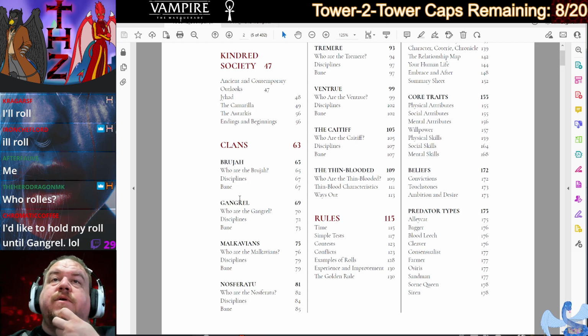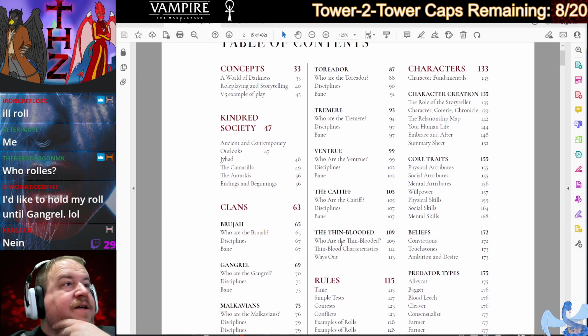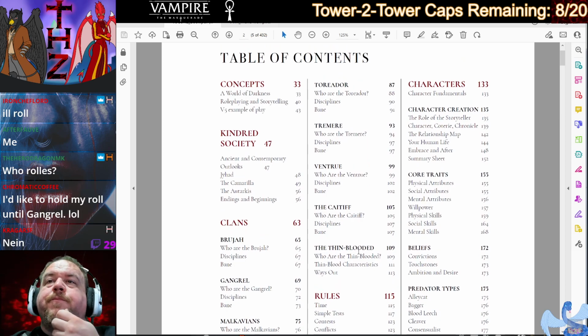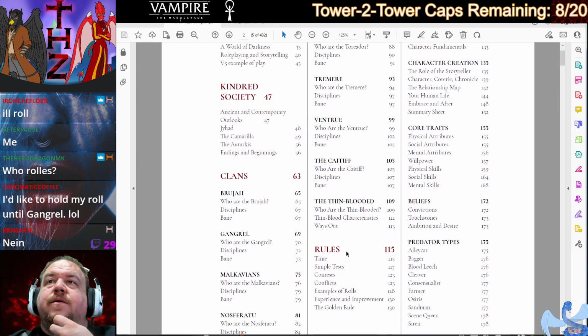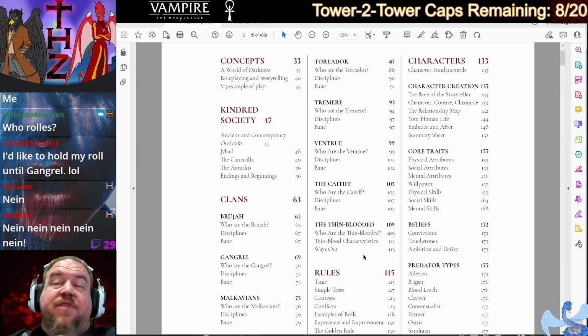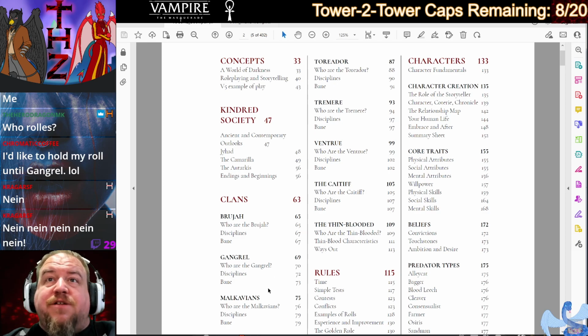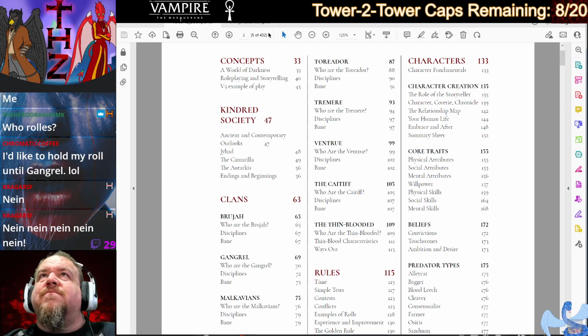A 9. 1, 2, 3, 4, 5, 6, 7, 8, 9. A thin-blooded. You know what? I'm going to roll with it. I am going to roll with this. The sire was actually thin-blooded and added a potency.